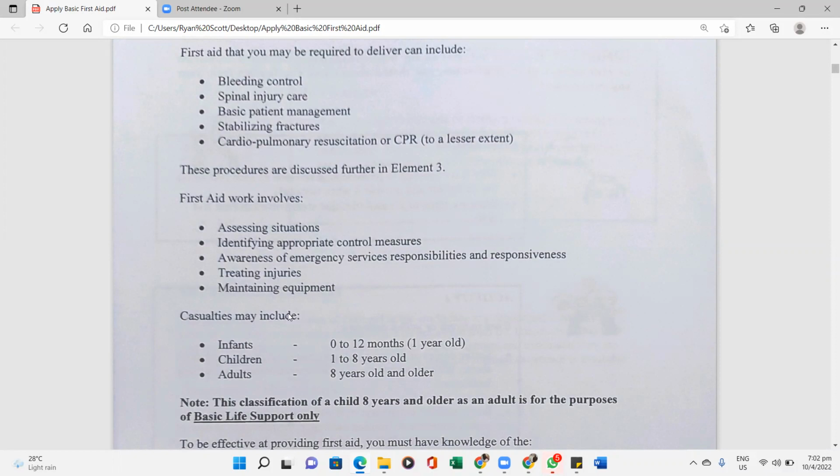Awareness of emergency services, responsibility and responsiveness. So you have to have access to an ambulance, right? Know the ambulance numbers, those kinds of things, right? Treating injury and then maintaining the equipment. Scroll down for me.